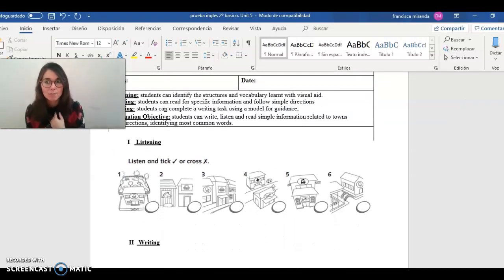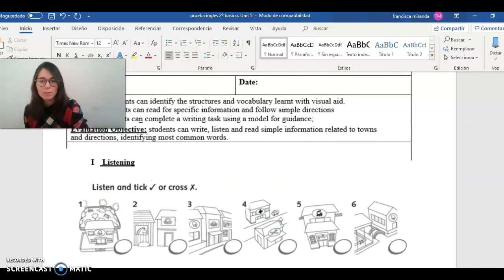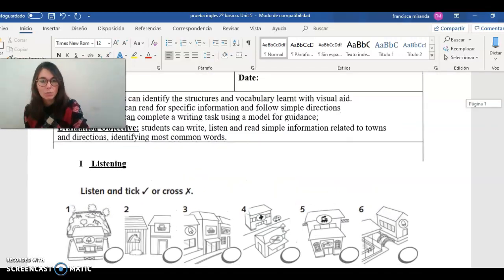You're going to listen to me, me van a escuchar, and you're going to tick or cross. If what I say is correct, you're going to tick. If what I say is wrong, you're going to cross. Okay? Si lo que digo está correcto, if it's true, le hacen un ticket. Si lo que digo está incorrecto, you do a cross. Okay? So, number 1. I'm going to widen this so you can all see perfectly well.